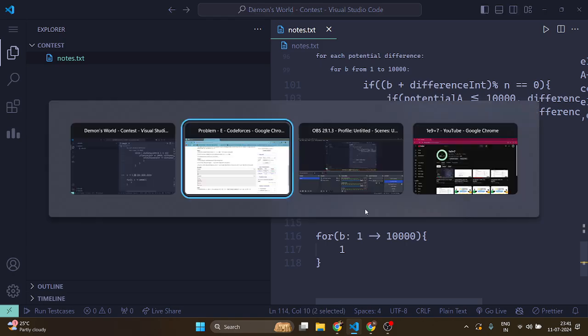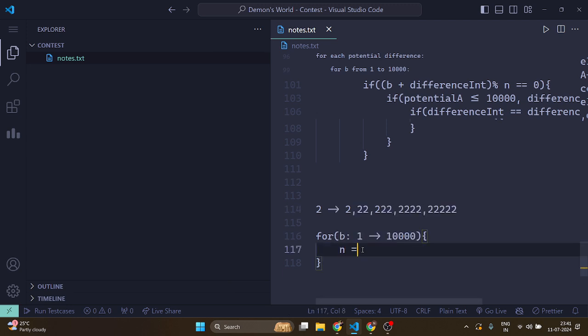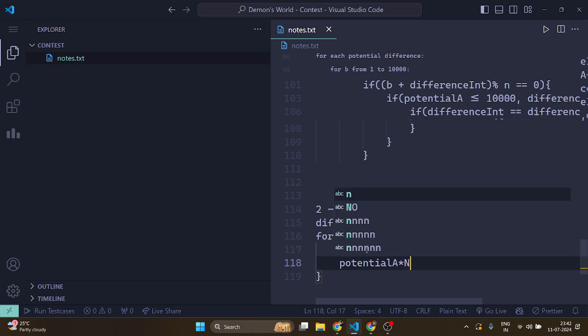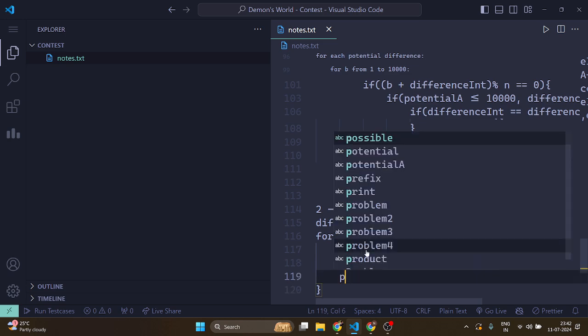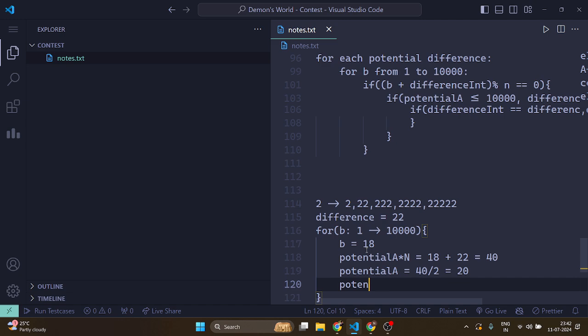Let's check for 22, and let's assume b is 18. We'll just verify our facts. Currently the difference is 22 and we have reached b value 18. So potential a times n would be 18 plus 22, which is equal to 40. Therefore potential a would be 40 upon n, which is 2, which is equal to 20. So potential a is now 20.